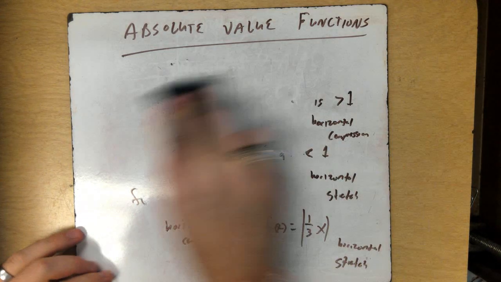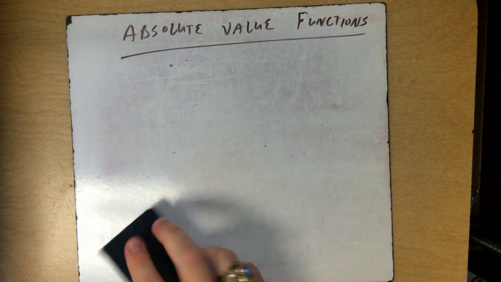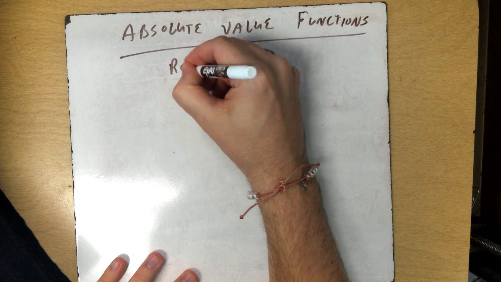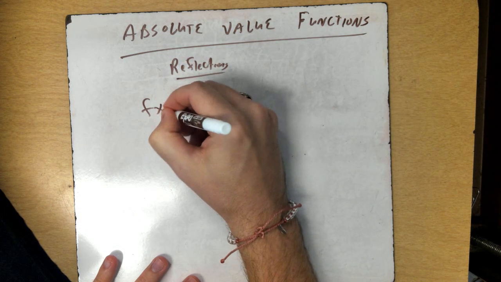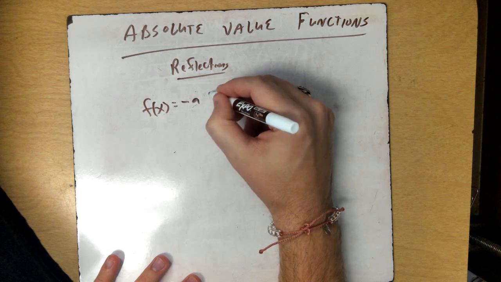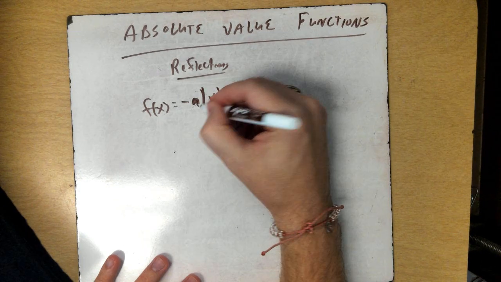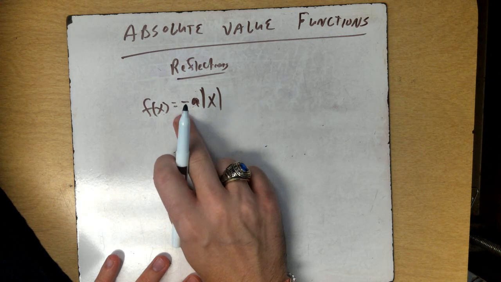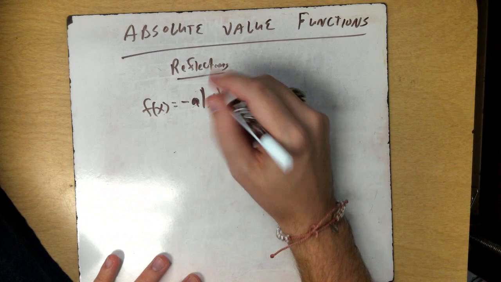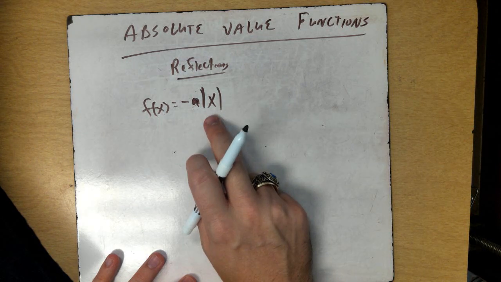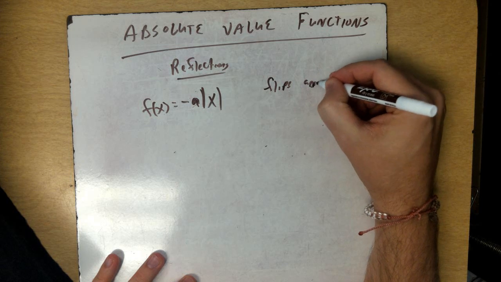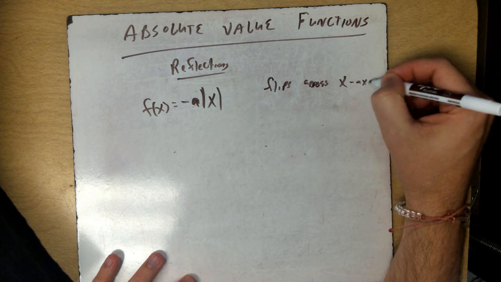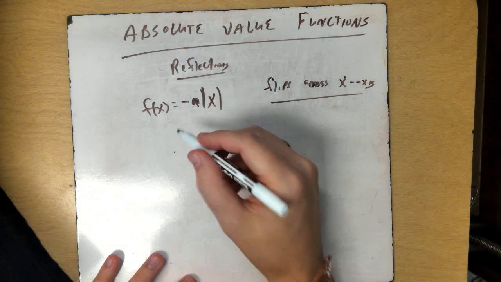All right, we'll do one more. We'll do reflections. Okay. All right, so reflections, you have your function negative a times the absolute value of x, right? So this is different because it has this negative in front. So now if your x is the only one in the absolute value lines, then it flips across the x-axis, okay?